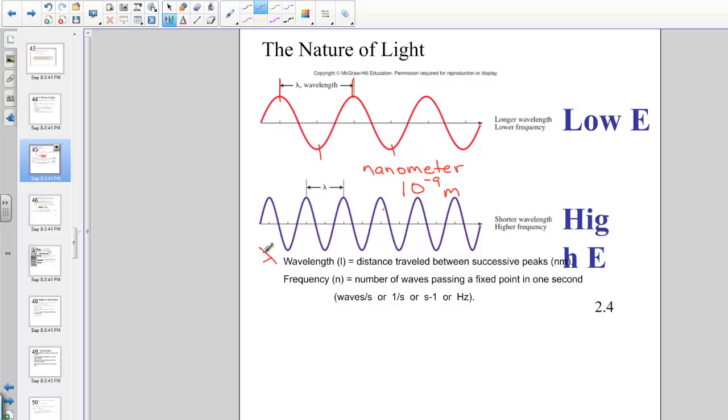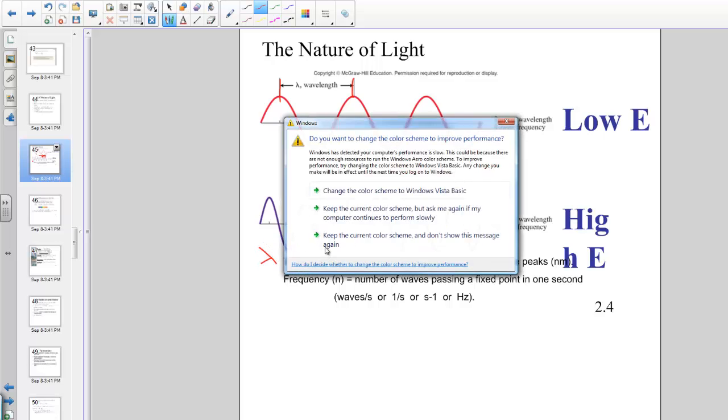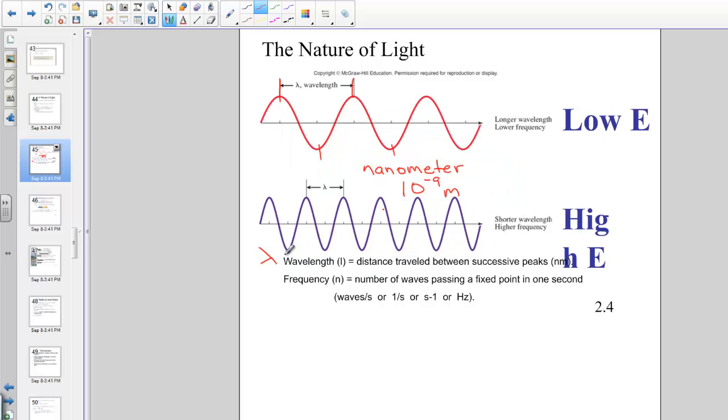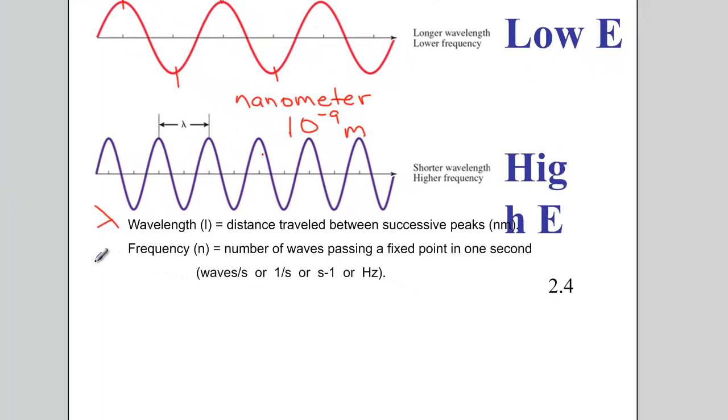Wavelength is written with a symbol called lambda. Frequency is called nu, and really what you see is kind of a V for a Greek symbol. So the frequency, the symbol nu, and the wavelength, the symbol lambda.